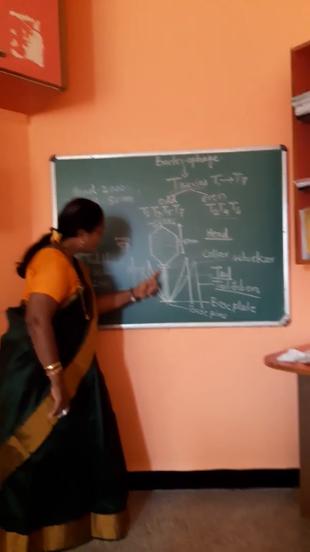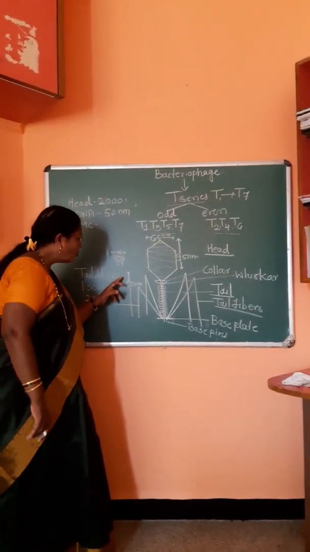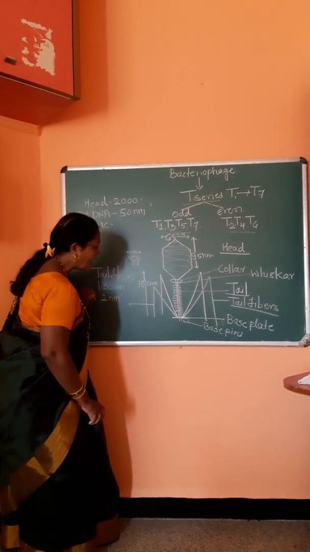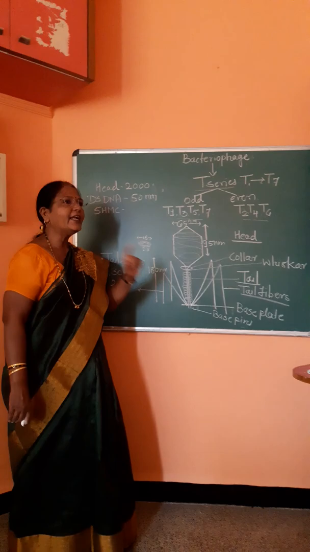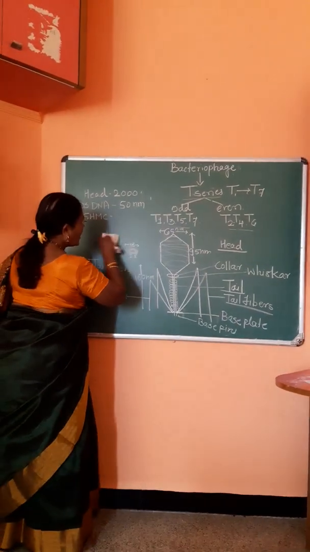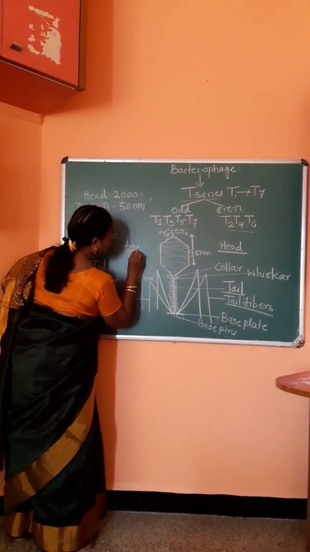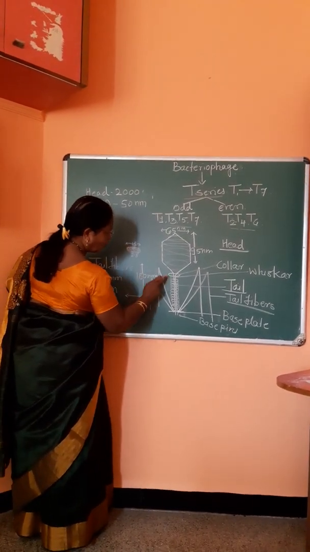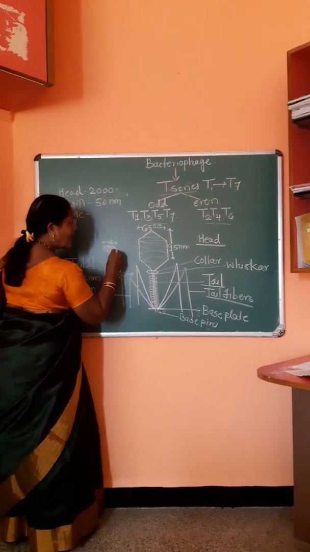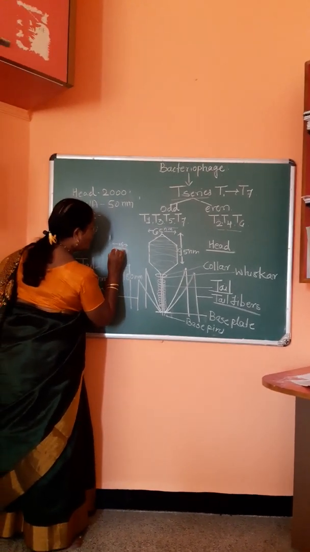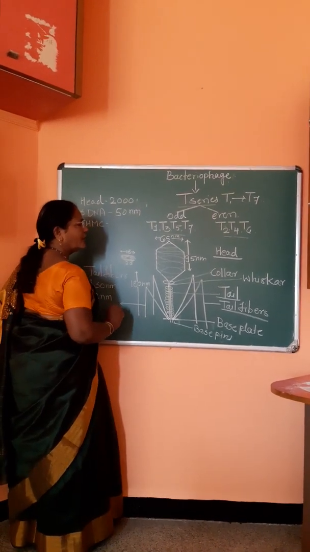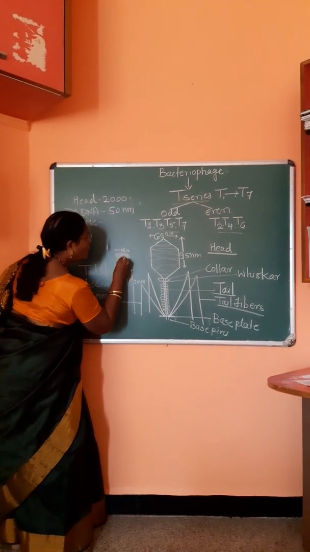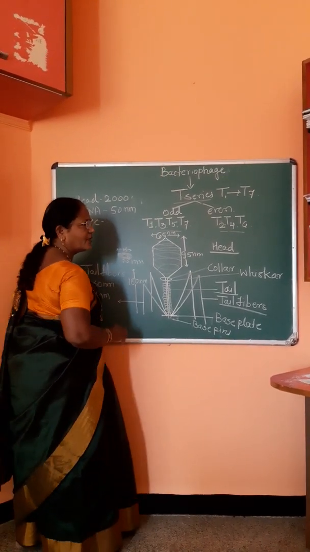Now what is the length of the tail? The length of the tail is 180 nanometer. And what is the diameter? The diameter is 18 nanometer. Just here I have drawn one figure. This is a tail. Okay. So what is the length? Length is 180 nanometer. And what is the diameter? The diameter of the outer core is 18 nanometer, while the diameter of the inner hollow tail tube is 2.5 nanometer. Can you understand?